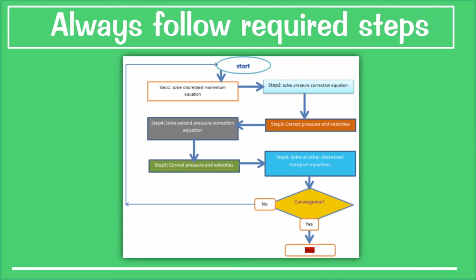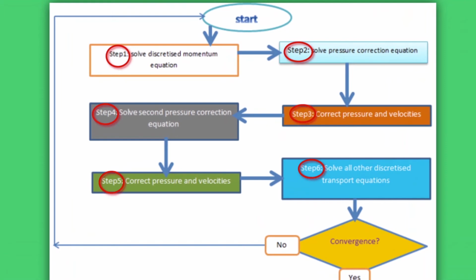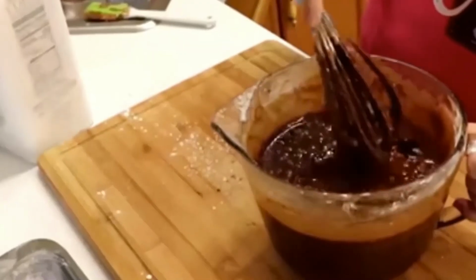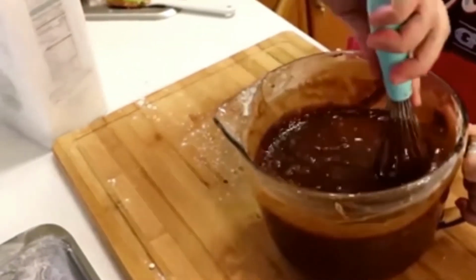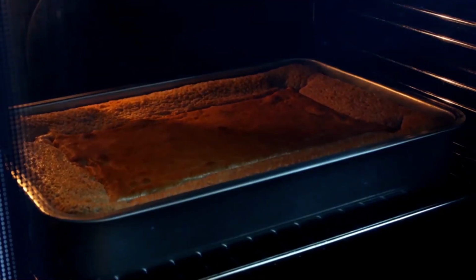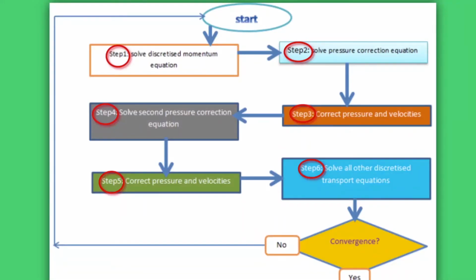When writing an algorithm, it is very important that you follow the required steps. If not, you will have an undesired outcome. Let me give you an example. Say you are baking a cake. While you are mixing the ingredients, you forgot to add the eggs. You bake your cake and remember that you forgot. Now you want to add the eggs. That means you will have an undesired outcome because you did not follow the required steps.